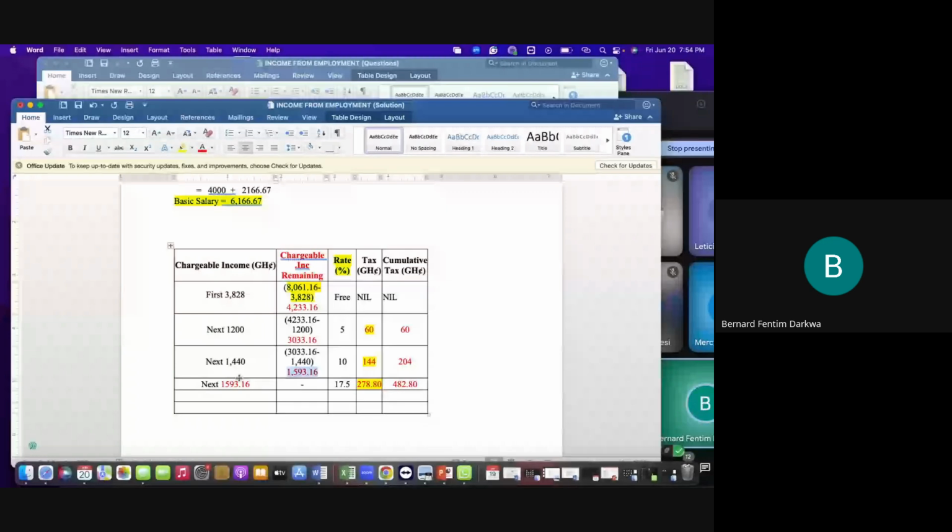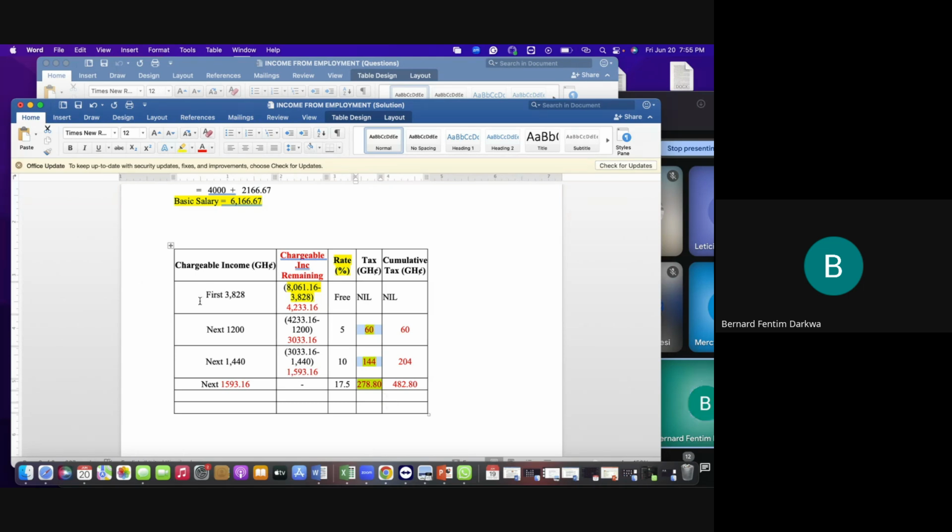So you bring everything. So you see that here you have 1,593. Everything has been brought here, and there's no salary income again. Then you charge 17.5% of this figure. Then you get this. When you finish, you sum all these together. The answer you get is 482. That's your tax on the income.